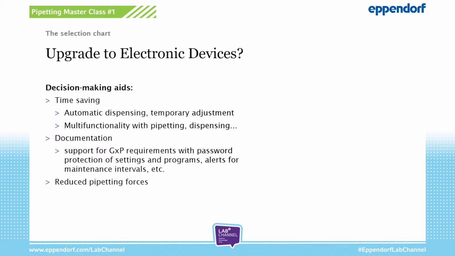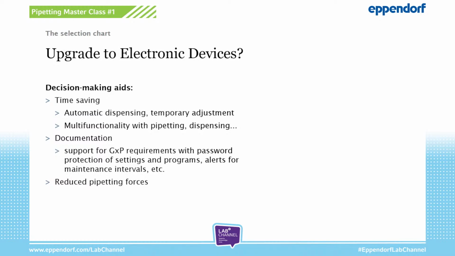So this makes the adjustment to challenging liquids quite easy for, for example, an air cushion pipette. With regard to the GxP requirements, settings and programs can be password protected, or reminders for maintenance, etc., can be set. So you don't have to worry about missing any dates for checkups and calibrations.